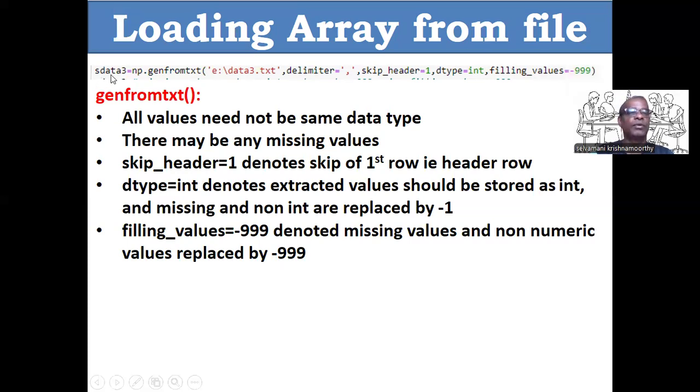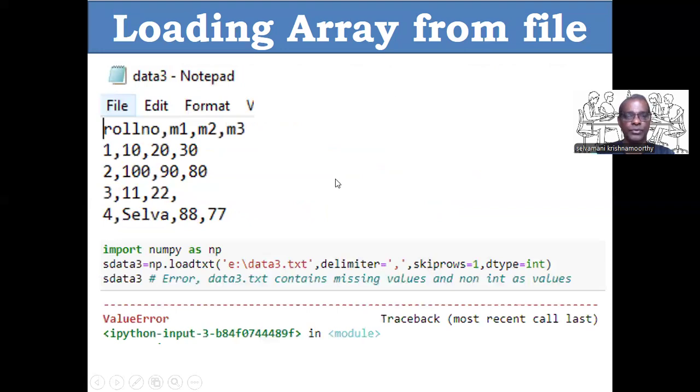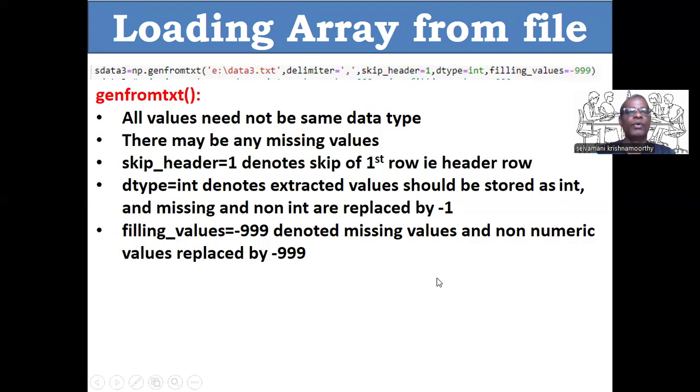This is the array we want to create. genfromtxt is a method available in NumPy. You know very well, this is the data file, data3.txt, available under the path. Delimiter, comma. Skip header, whereas in loadtxt, we need to use skiprows. While using genfromtxt, we need to use skip_header. Dtype int, filling_values -999. We will see one by one.